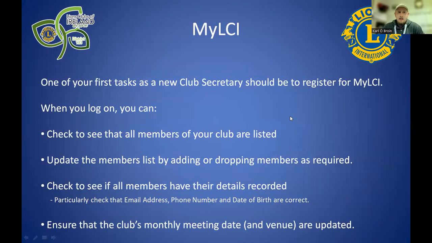So on MyLCI, one of the first tasks should be to register for MyLCI. When you log on, you can check to see all of the members who are listed for your club, and update the members list by adding or dropping members as required. You can check to see if all the members have their details recorded correctly, and again, particularly check the address, email address, phone number, and date of birth, and ensure that the club's monthly meeting date and venue are updated.